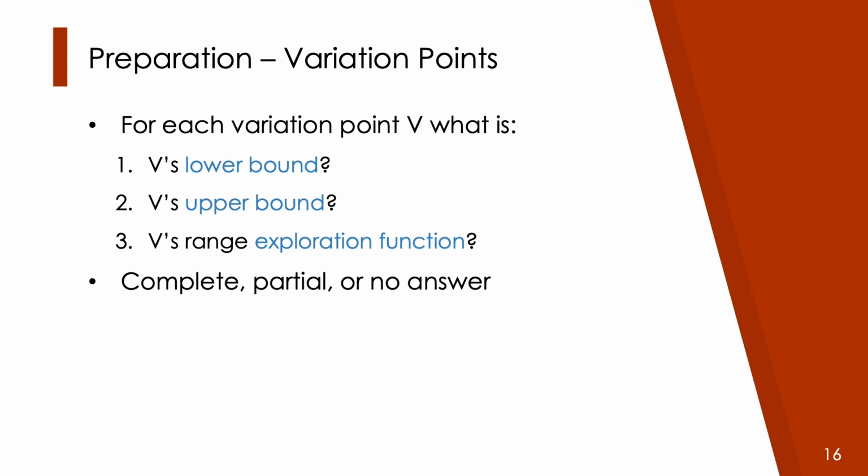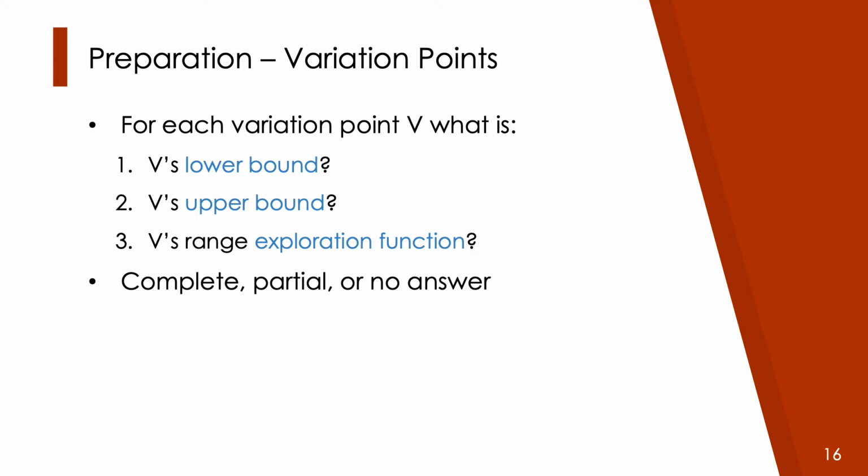So what do we do in the preparation phase? In the preparation phase, we first of all need to define the variation points to eQual. So for each one of them, we ask 3 questions. Basically, after the architects specify what their variation points are, they ask them what is the lower bound, upper bound, and the exploration function that they want to use for that variation point.